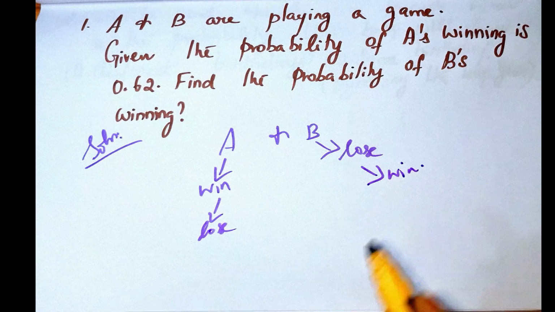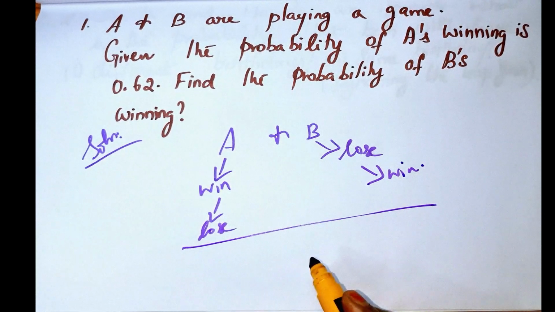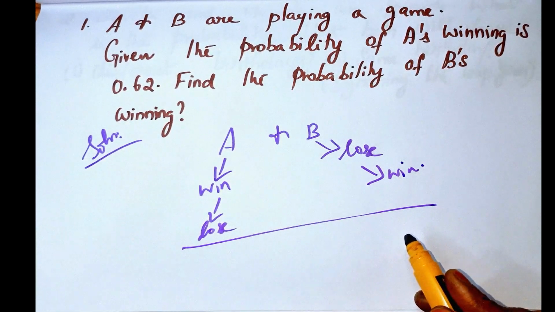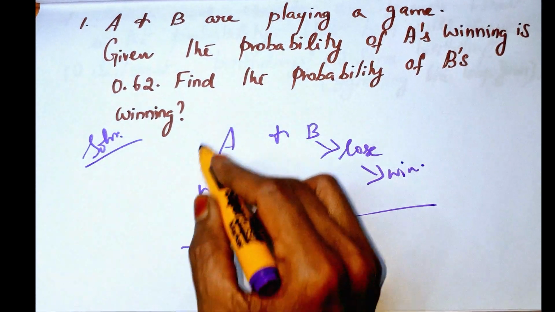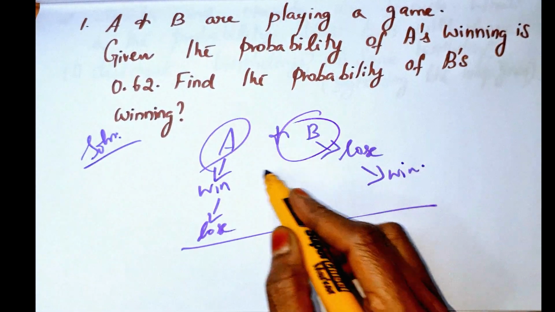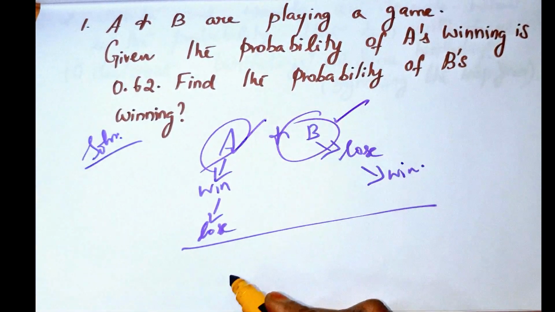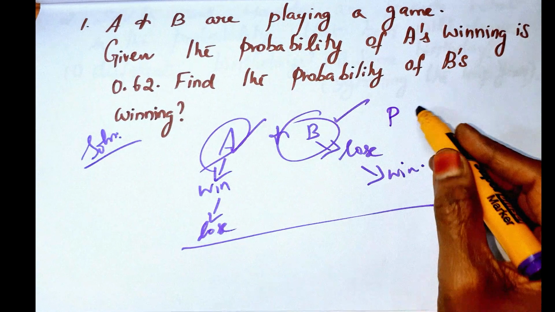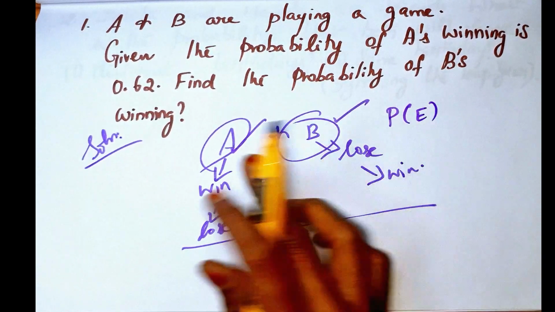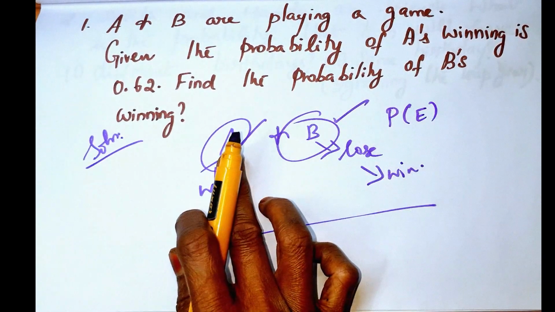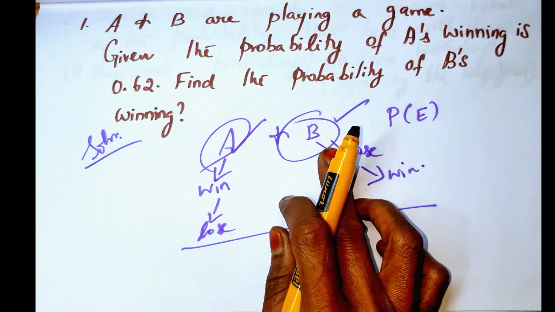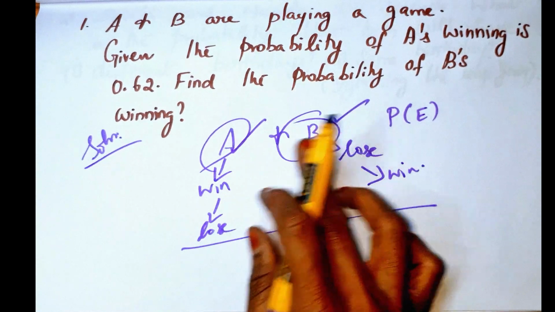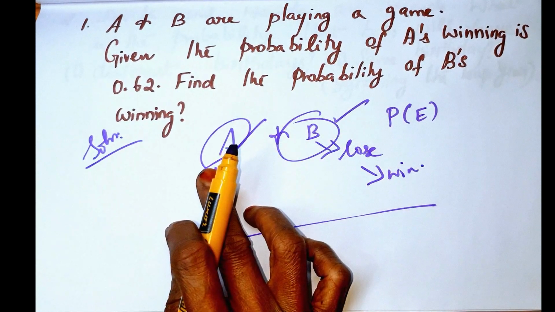Am I right? Okay. Such kind of events are called equally likely events. Both have equal probability. Either A can win or B can win. Such events are called equally likely events. So if we take E as A wins, at that time B has to lose. If B wins, A has to lose. Am I right?